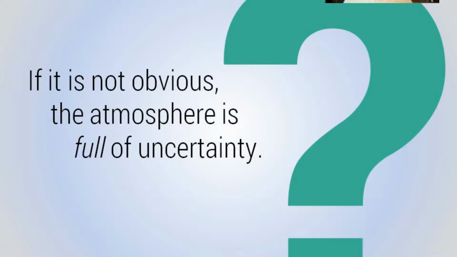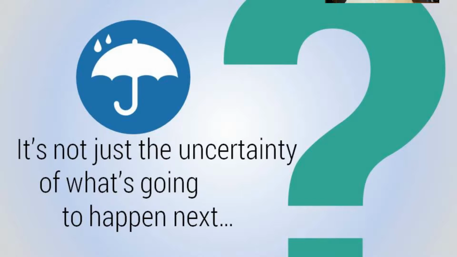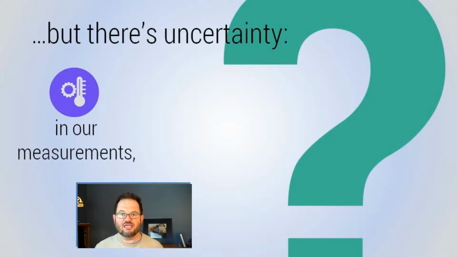If it isn't obvious, the atmosphere is actually full of examples of uncertainty like this, and it's not just uncertainty in terms of what's going to happen next, but there are lots of other sources of uncertainty when we're talking about things in the atmosphere. For example, our measurements. Our measurements are never infinitely precise, and in fact, lots of measurements that we take in the atmosphere are surprisingly imprecise. They have surprisingly few significant digits. We only measure temperature to a degree, sometimes to a tenth of a degree. We only measure pressure to a tenth of a millibar. We only measure the wind speed with an accuracy of 1 knot. And that's a nautical mile per hour.